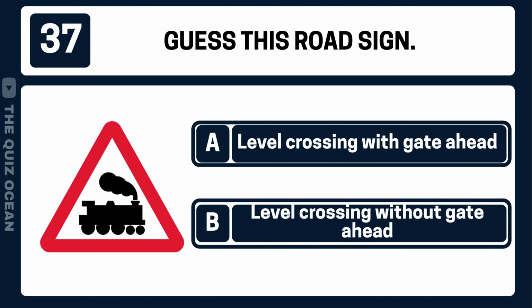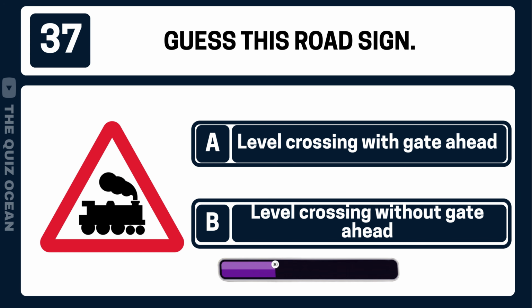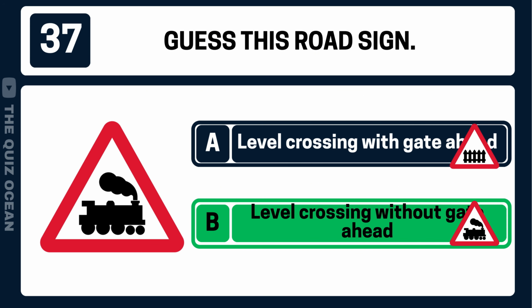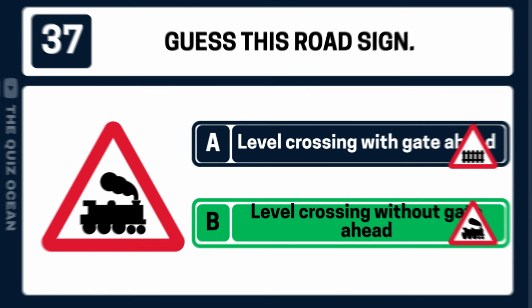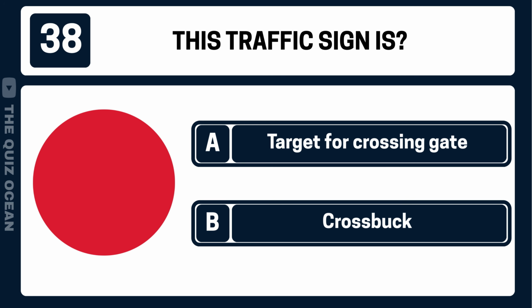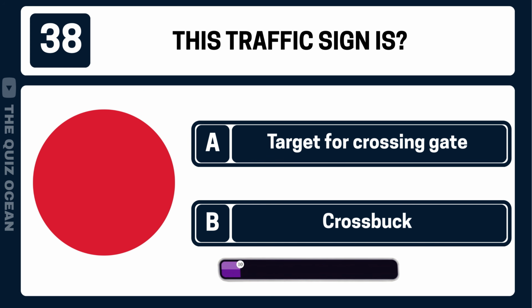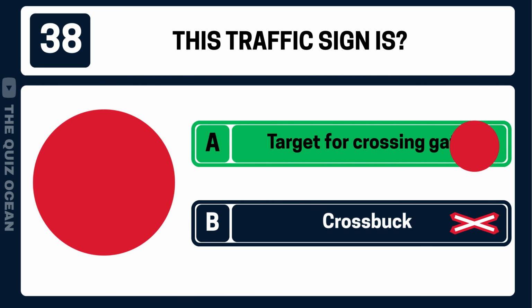Guess this road sign. A. Level crossing with gate ahead. B. Level crossing without gate ahead. Exactly. This is the level crossing without gate ahead sign. This traffic sign is A. Target for crossing gate. B. Crossbuck. Well spotted. That is the target for crossing gate sign.